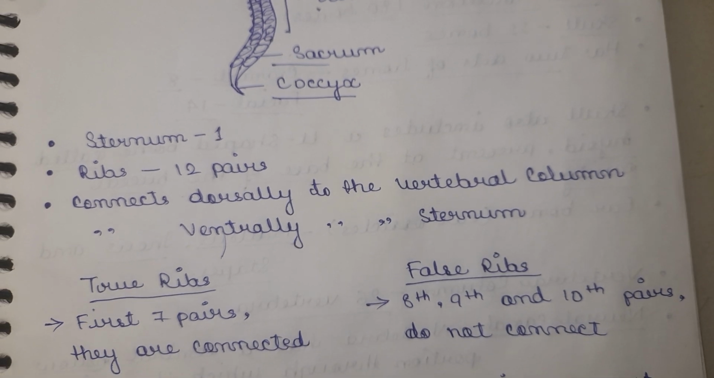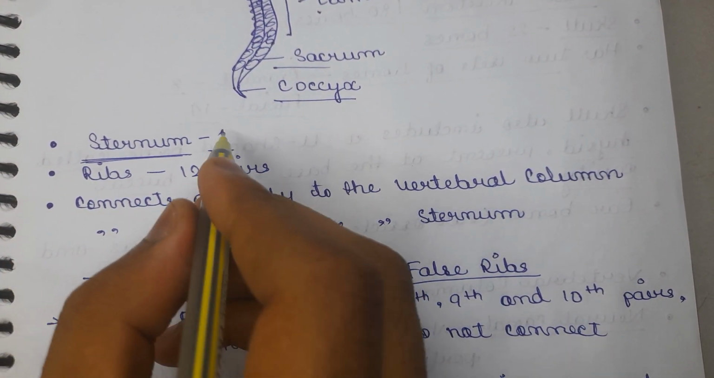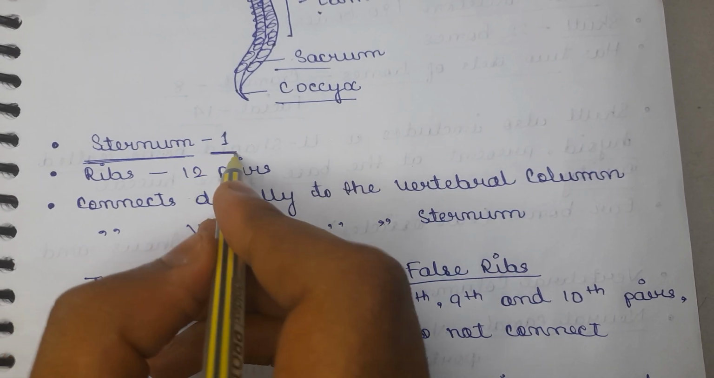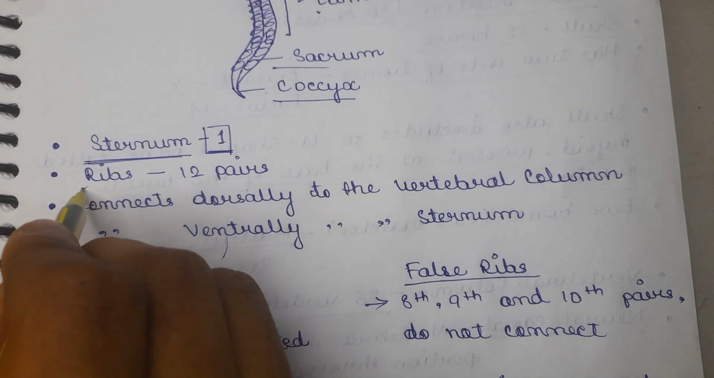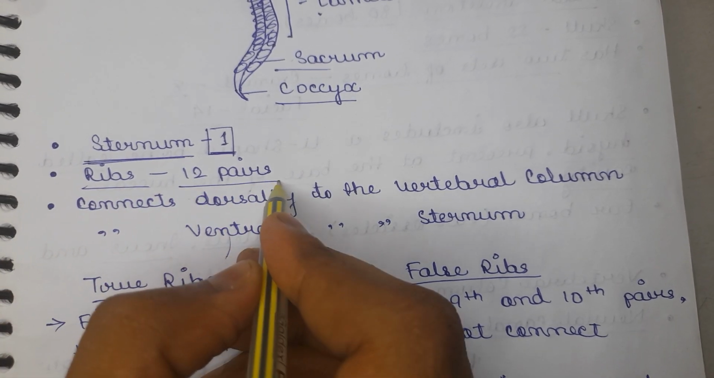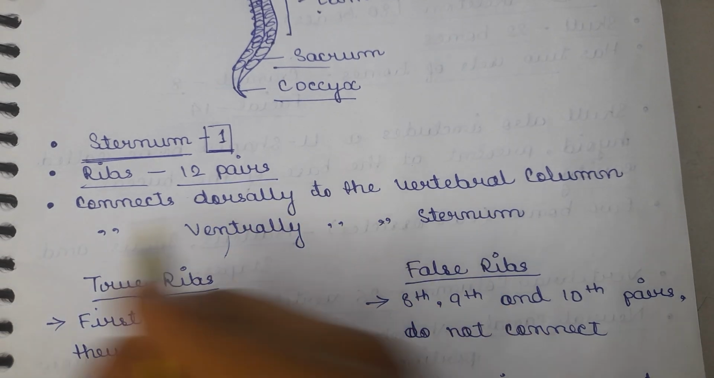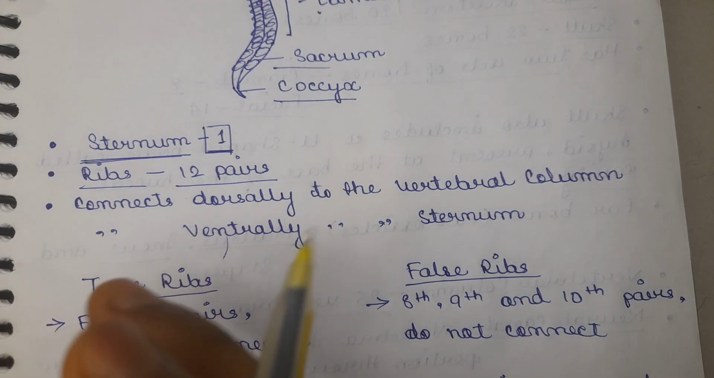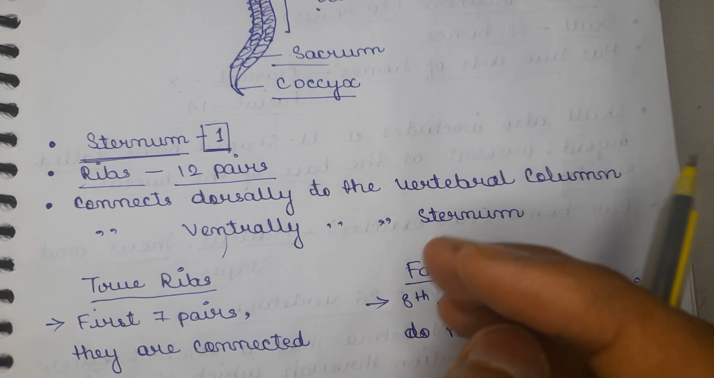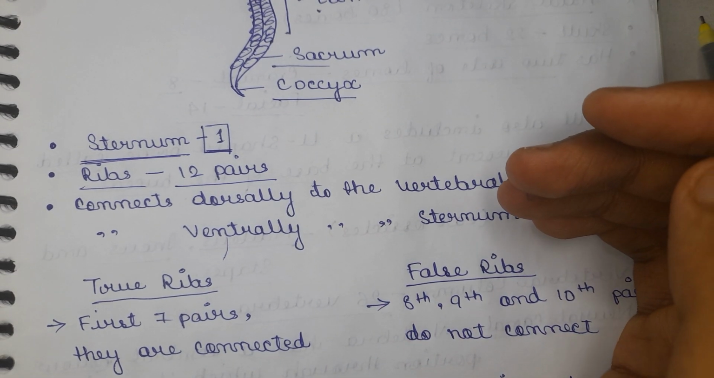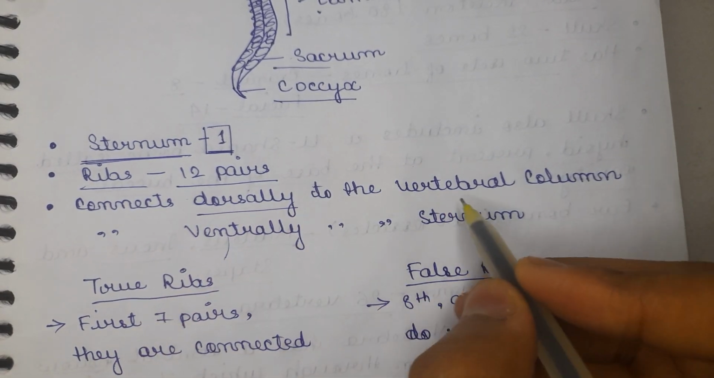Our next topic is the sternum. In our rib cage there is one bone known as the sternum, and the number of sternum is only 1, and there are 12 pairs of ribs, that means 24 rib bones. The sternum is a flat bone on the ventral midline of the thorax, to which the ribs are attached ventrally, and the ribs are connected dorsally to the vertebral column.